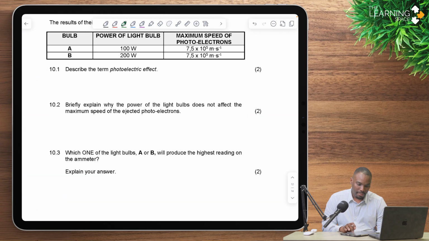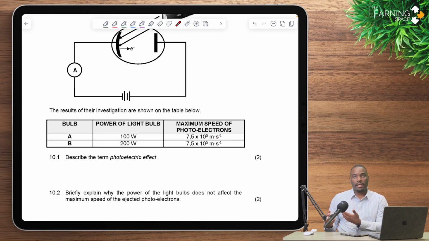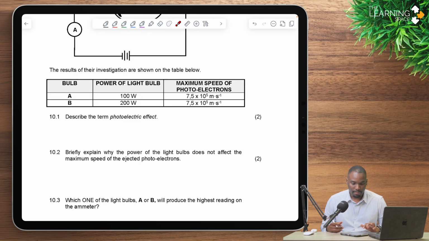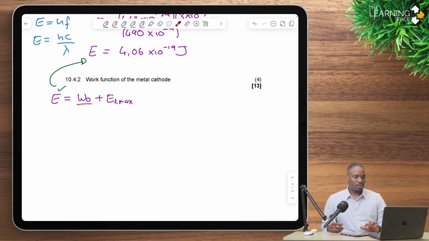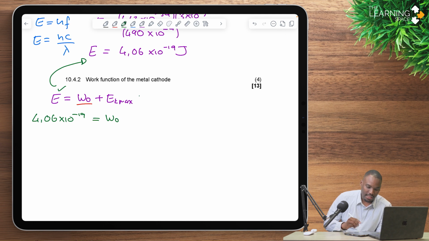And to find the EK max, let's look at the information that's been given to us. What we can see here, we were given the maximum speed, and then we can take that plus the mass of the electron, put that together to find our EK max. Let's jump in and solve the problem. So first of all, E, we'll substitute the value we got in above. That will be 4,06 times 10 to the negative 19, which is equal to work function. We'll leave that as W naught, is what we're trying to find in this problem here, plus EK max.